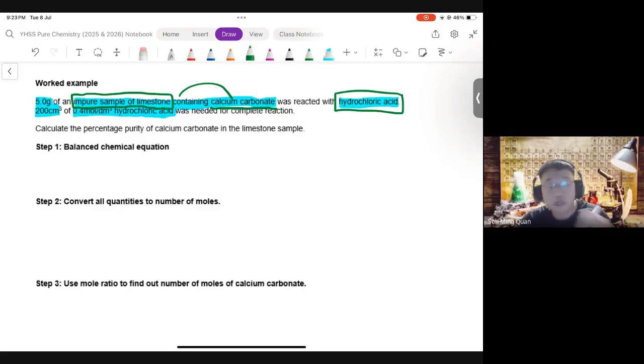Therefore, this is the reaction between calcium carbonate and hydrochloric acid. The first step in mole concept is always the balanced chemical equation. Calcium carbonate is CaCO3.